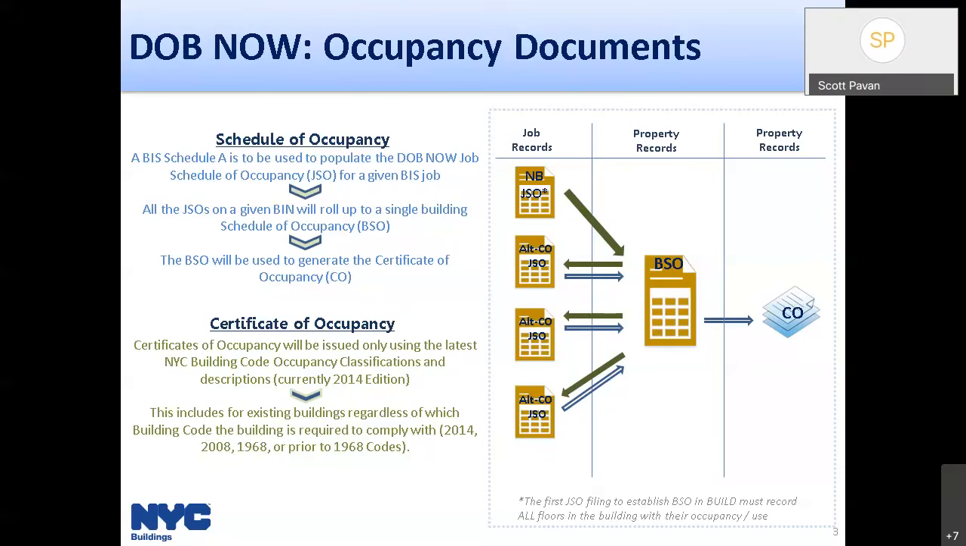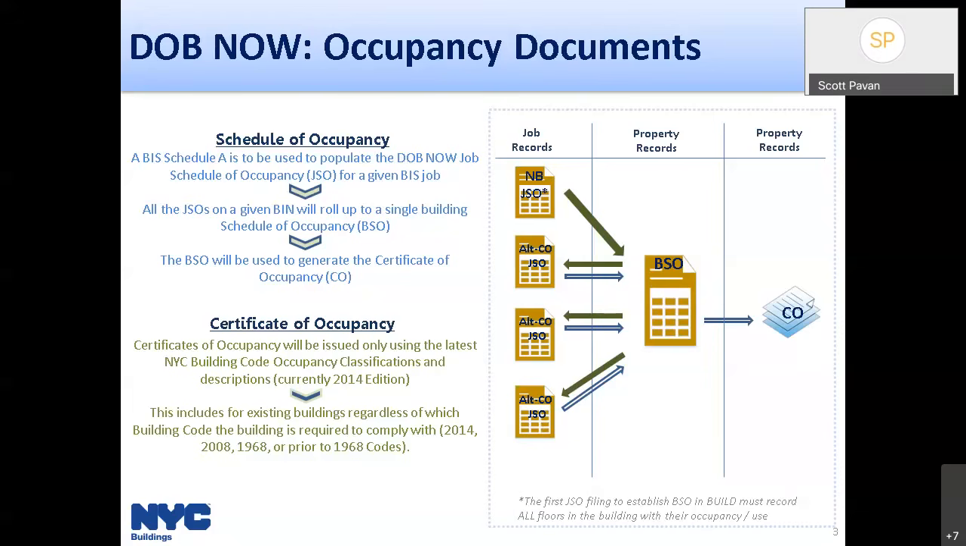this document. Because what you're submitting from that BIS job is information that populates a new function in DOB Now that BIS never had. It's called the Building Schedule of Occupancy. And the Building Schedule of Occupancy is not the same thing as a BIS Schedule A. BIS Schedule A is a static document. It's a piece of paper, effectively, with a bunch of words on it, some of them spelt wrong half the time.